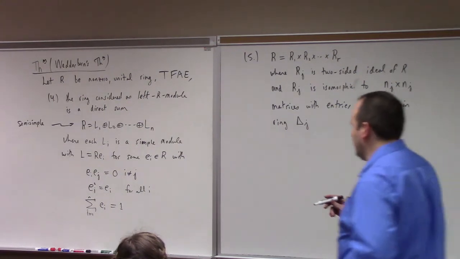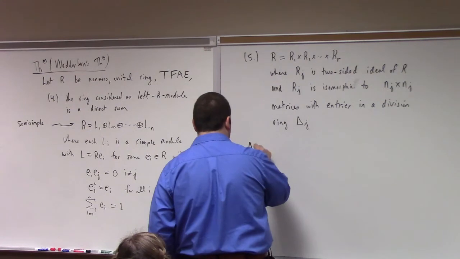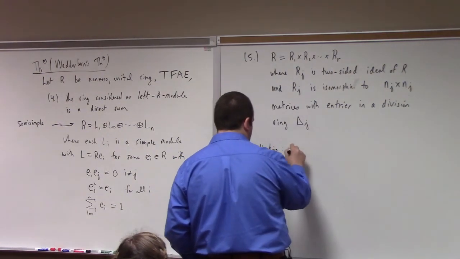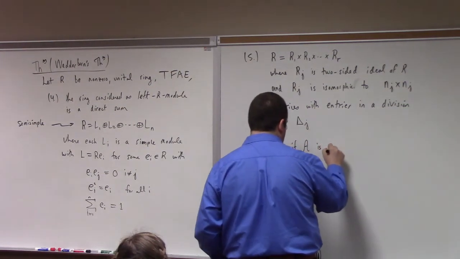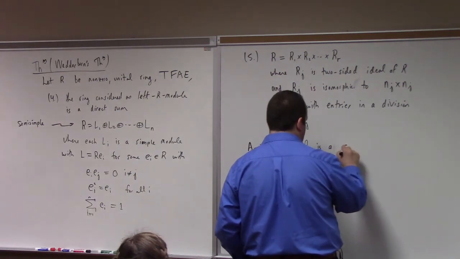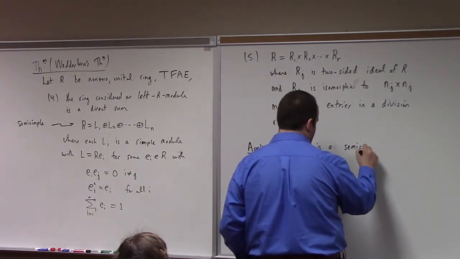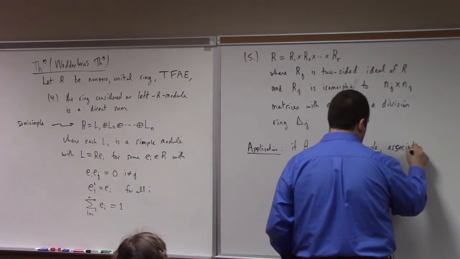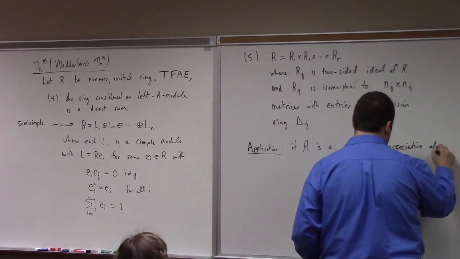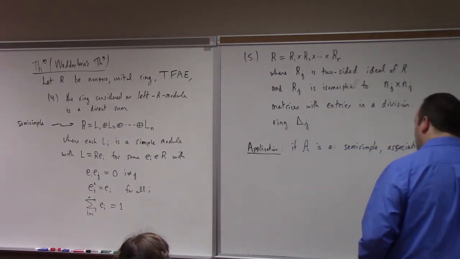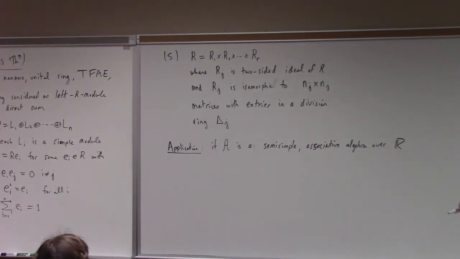So here's the main application I'm interested in. If A is a semi-simple associative algebra over R, then what does Wedderburn's theorem tell us about A?